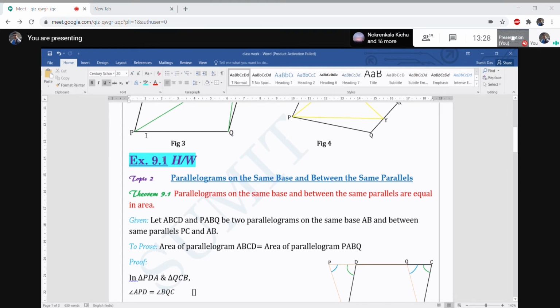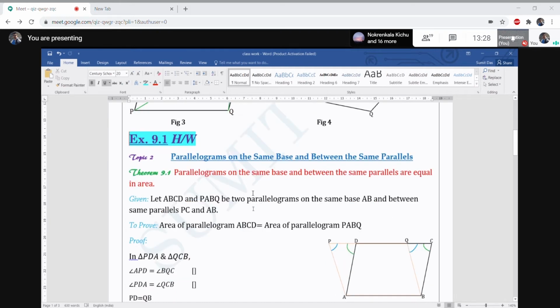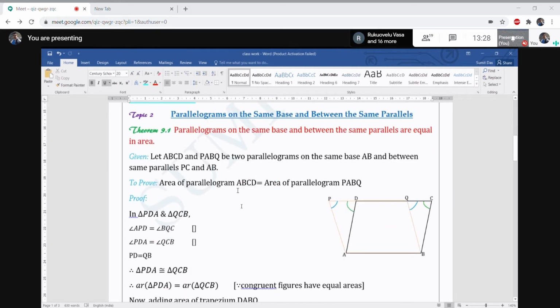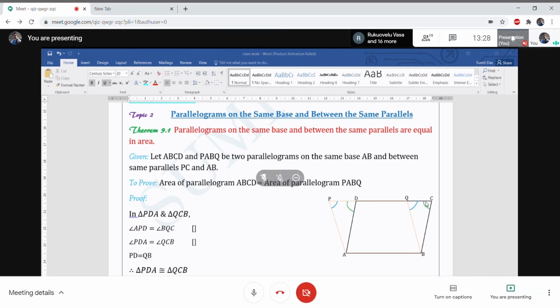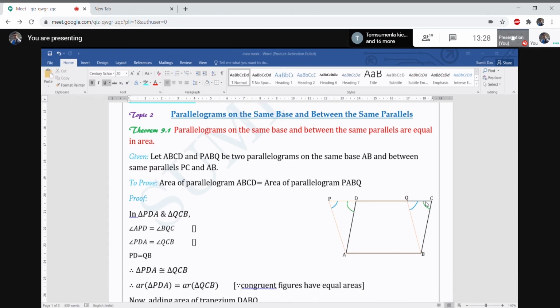Let's move on to the next topic. Basically, we start from topic 2. That is a very important topic. That is parallelograms on the same base and between the same parallel lines. That is our topic 2, and that is from where our theorems will start.